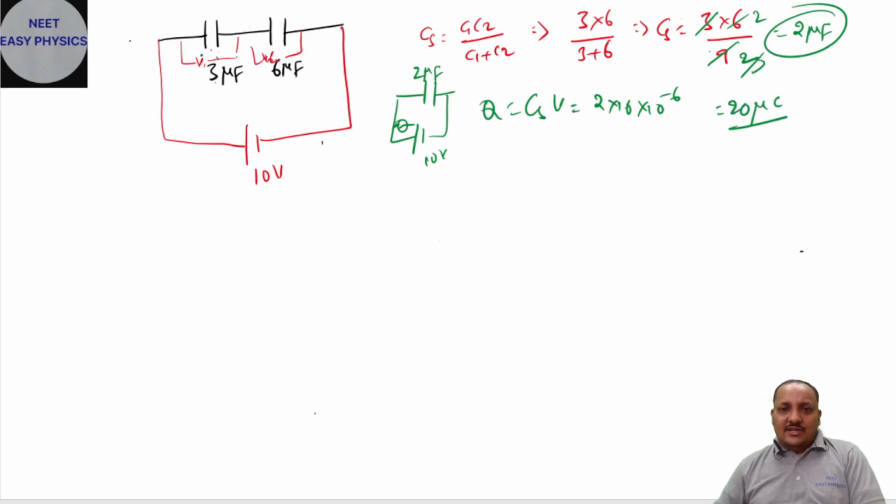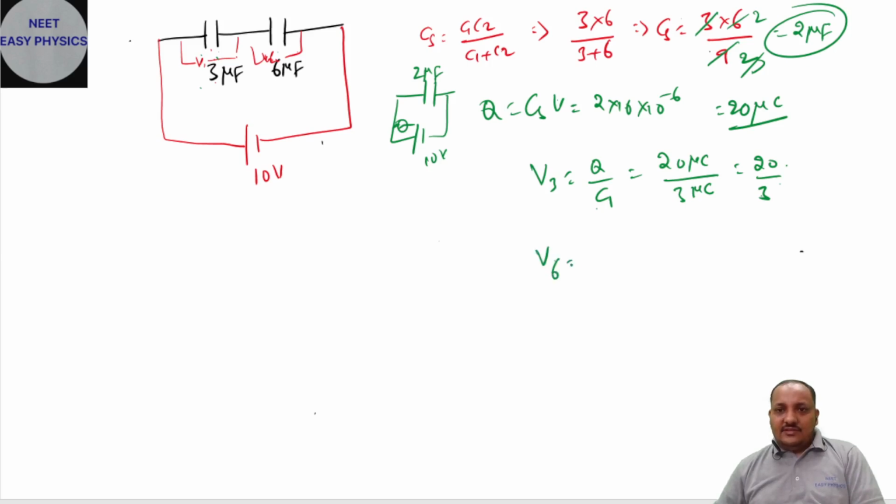Now, what is the voltage across each capacitor? To find the voltage across the 3 microfarad capacitor, V is equal to Q by C1, where C1 is the capacitance of this capacitor. What is the charge we got? 20 microcoulomb by the capacitance, 3 microfarad. So 20 by 3. Correct? Yes, this one.